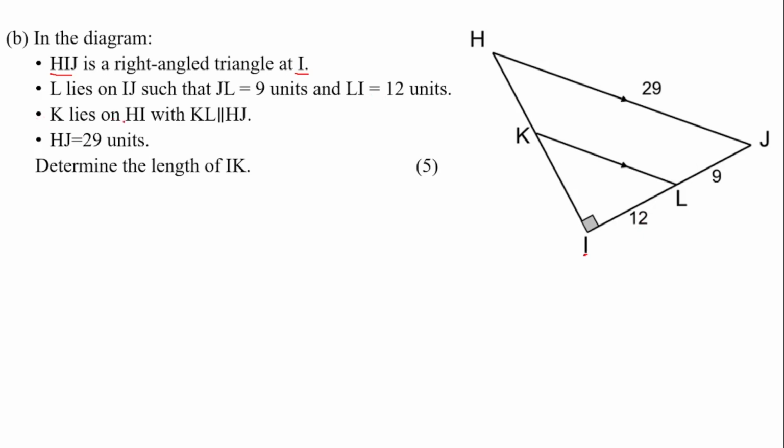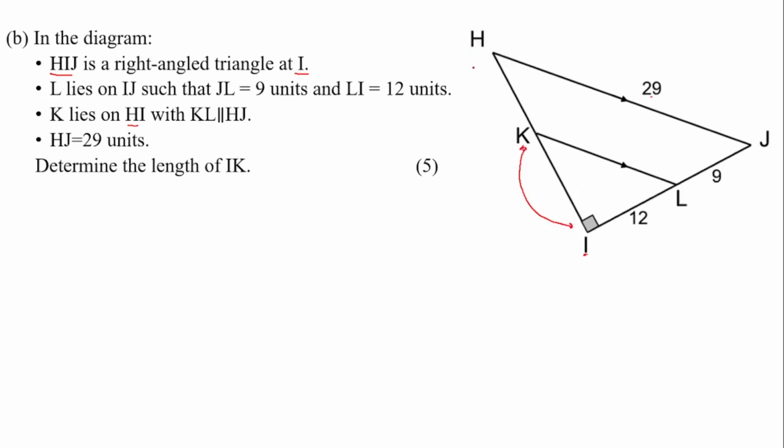K lies on HI with KL parallel to HJ. And then HJ is 29 units. We're given that. Determine the length of IK. That's what we're looking for here. So now, how can we find the length of IK?